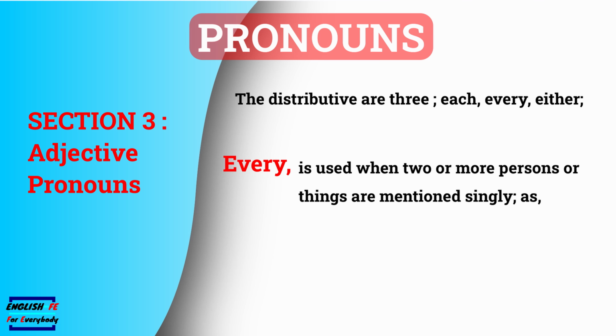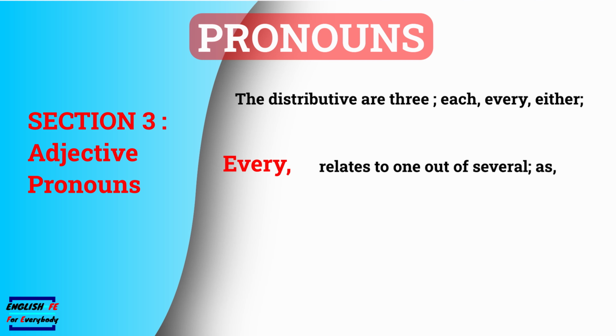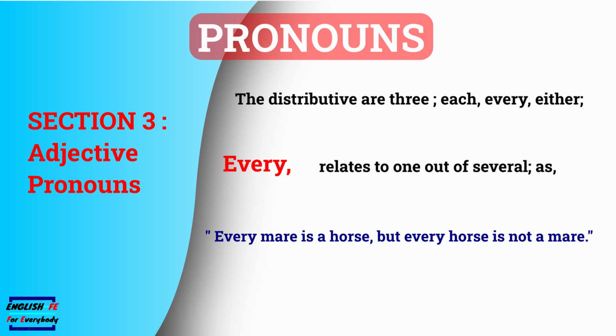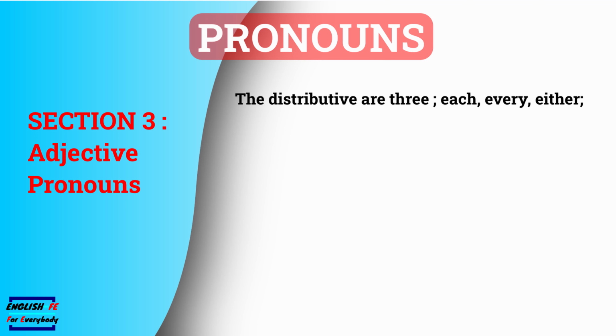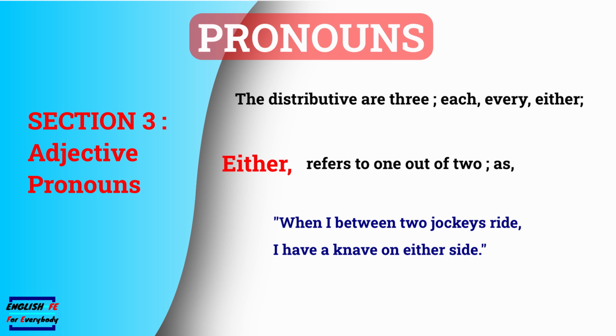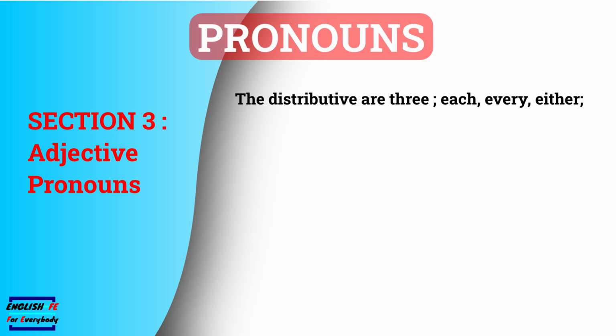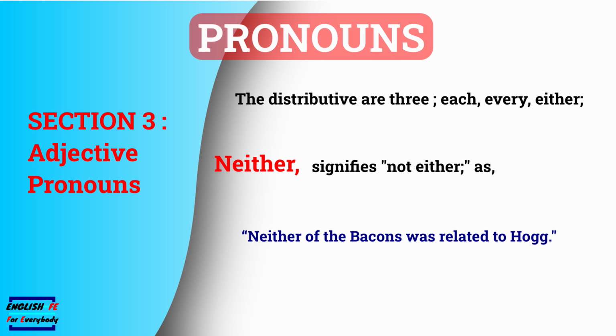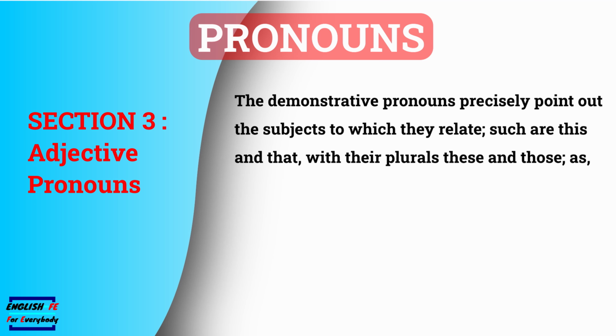Each is used when 2 or more persons or things are mentioned singly, as each of the Catos, each of the Browns. Every relates to one out of several, as every mare is a horse, but every horse is not a mare. Either refers to one out of 2, as when I between 2 jockeys ride, I have a knave on either side. Neither signifies not either, as neither of the Bacons was related to Hogg.